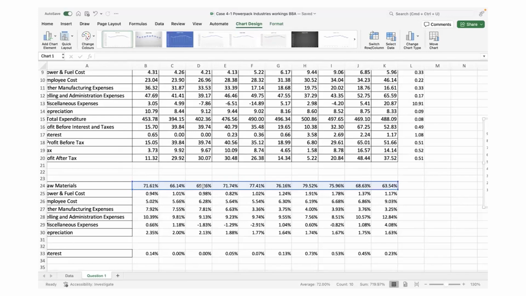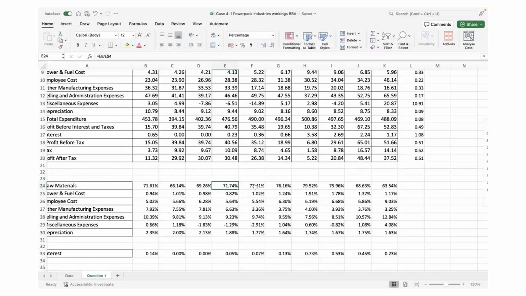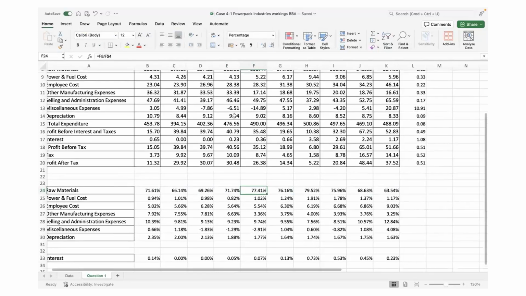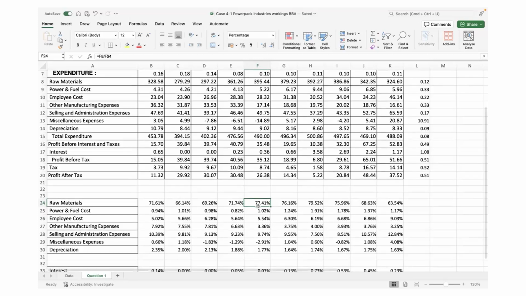Just to give an example, suppose in this particular year the raw material cost increased from 71% to 74%, 77%. If the company increases the selling price, then it will continue to be at 71%. It will not increase to 77%. So, when the raw material prices have gone up but it is not reflected in the selling price, then we will have an increase in the raw material cost.